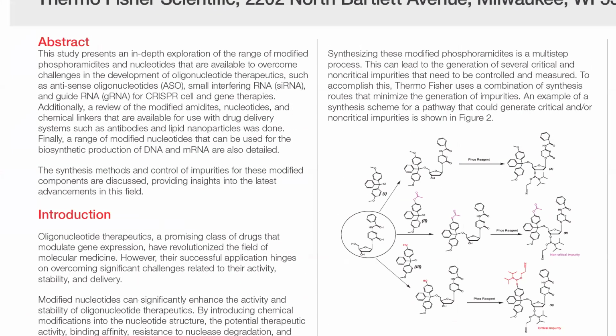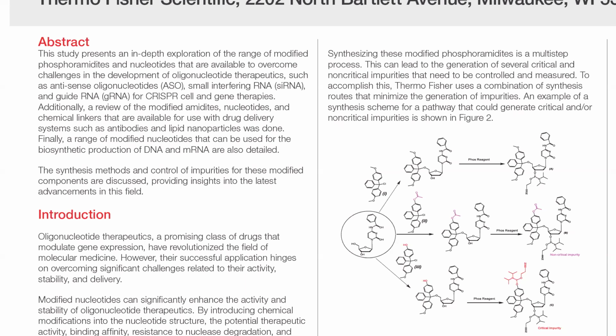So first, modified oligonucleotides and phosphoramidites are important for advancing RNA therapeutics for several reasons. First, they enhance the stability and reduce immunogenicity of oligonucleotides and RNA therapeutics. In addition, certain molecules like GalNAc facilitate delivery to specific tissues like the liver. Thermo Fisher Scientific works on the manufacture of phosphoramidites, modified phosphoramidites, and intermediates involved in delivery for multiple applications.